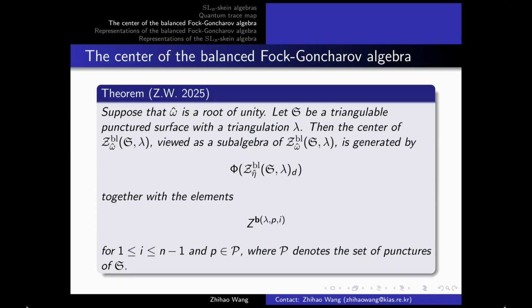Suppose that omega hat is a root of unity and S is a triangulable punctured surface with a triangulation lambda. Then the center of the balanced part is generated by the central elements in the Frobenius map, and by the central elements related to the punctures. So this is the whole center.